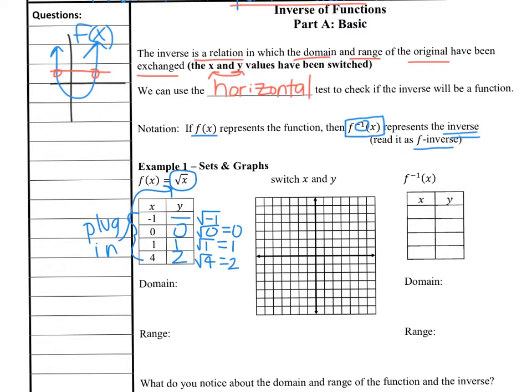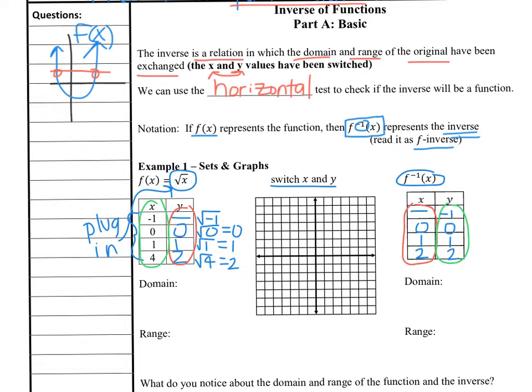Okay, so when we do the inverse over here, f to the negative 1, f inverse, we just have to switch the x and y values. So I'm going to take all of my y values and I'm going to put them in where the x column goes here. Okay, so I'm going to go ahead and put in nothing for x, 0, 1, 2, and then my x values I'm going to plug in for the y column over here. So those values should be negative 1, 0, 1, and 2.